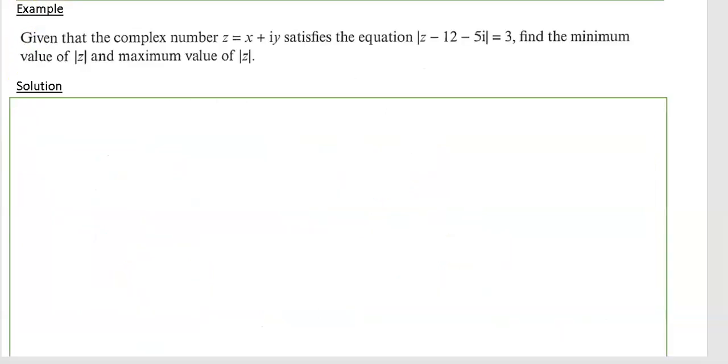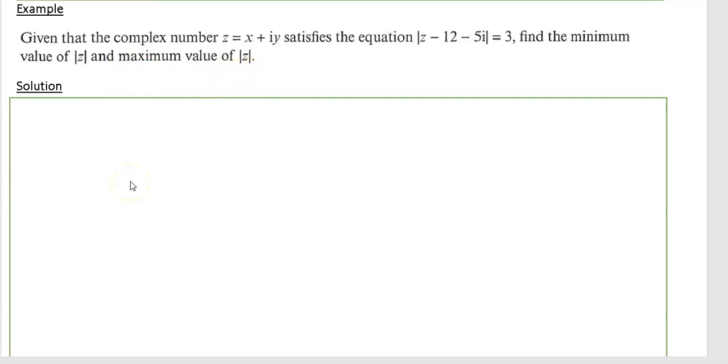So, okay, it says here, given that the complex number z equals x plus iy satisfies the equation modulus of z minus 12 minus 5i is equal to 3, find the minimum value of mod z and the maximum value of mod z. Okay, first thing I'm going to do is diagram.